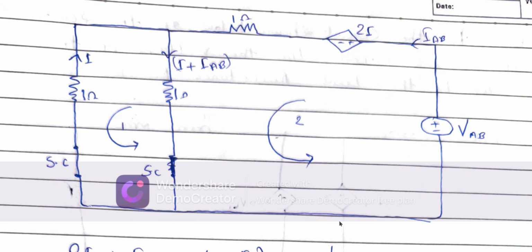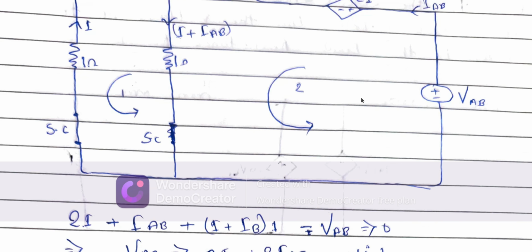And for RAB, the equivalent resistance from A to B is replaced by VAB, because VAB and IAB is the current.